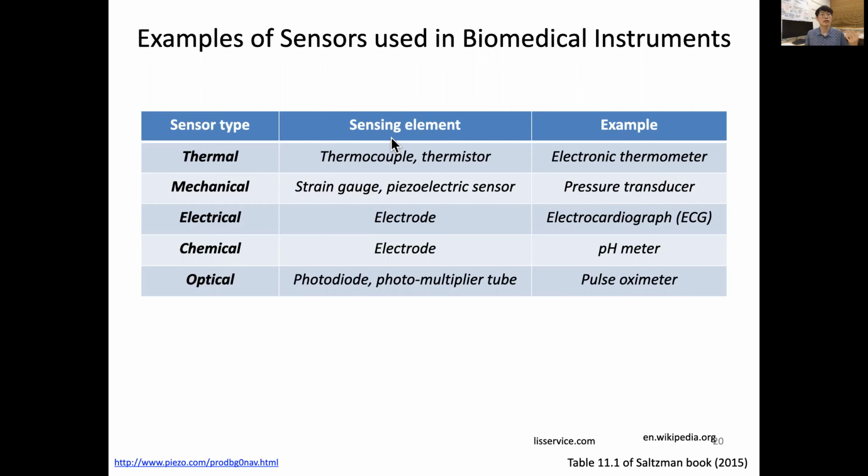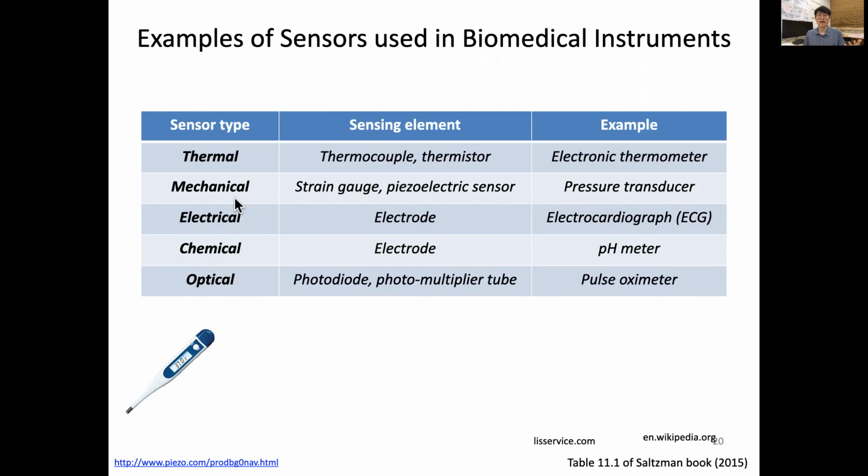So first, thermal sensor. The sensing element, you may have heard of a thermocouple and also a thermistor. So let me give an example of the electronic thermometer, which measures our body temperature.